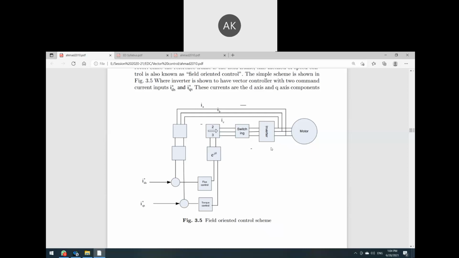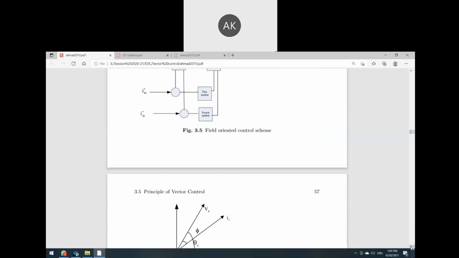So by using these two blocks, flux control and torque control, how do we control the flux and torque? By controlling the d axis and q axis current, we can control the flux and torque, and by controlling the flux and torque, we can control the supply to the inverter, or we can say we can control the speed of the induction motor. So this is the field oriented control scheme.